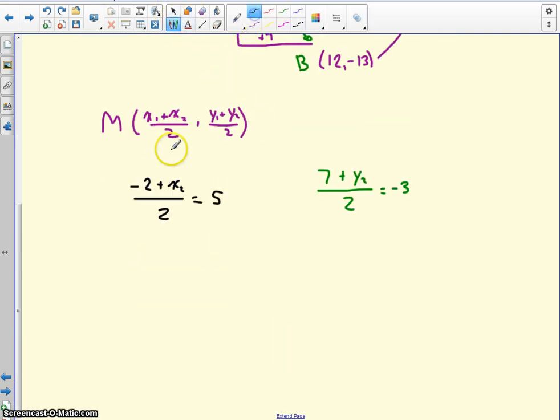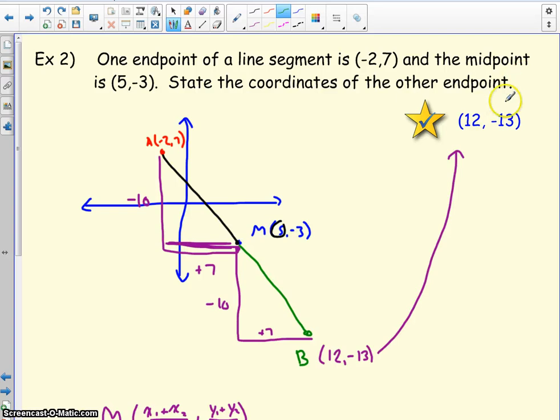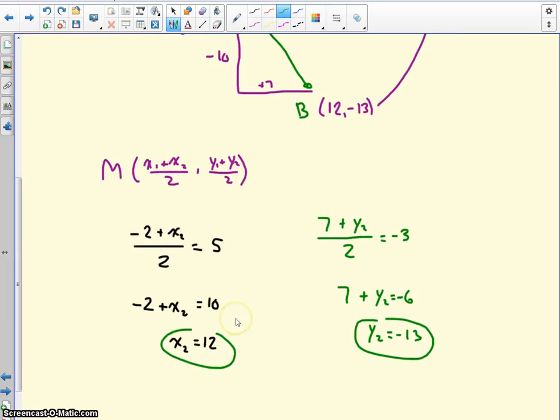So for the one on the left, I'm going to multiply both sides of the equation by 2 first. So I get -2 plus x2 equals 5 times 2, which gives me 10. Once I add 2 to both sides of the equation, I get x2 being 12. If I do the same thing over here, multiply both sides of the equation by 2, I get 7 plus y2 equals -6. Subtract 7 from both sides, solve for y2, I get y2 equals -13. And that (12, -13) is the coordinates of my other endpoint. So there's two different approaches there to find that other endpoint. Either one works, so whichever one you prefer is fine by me.